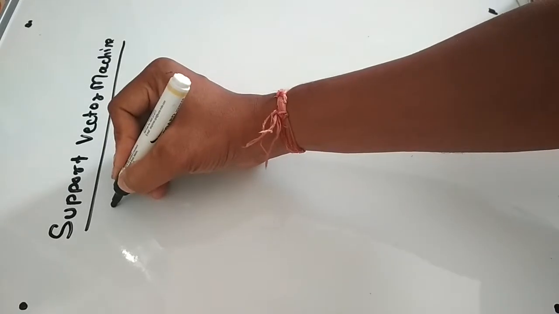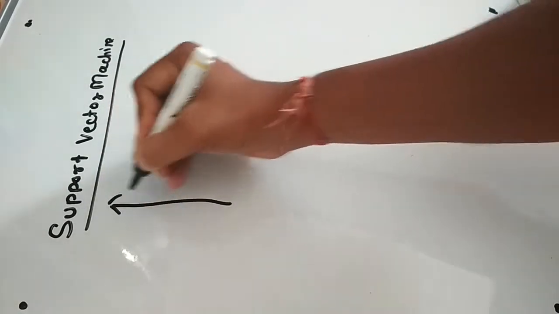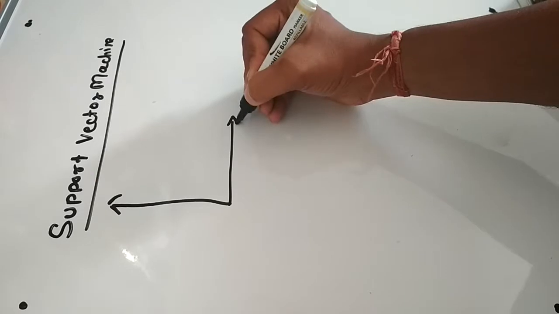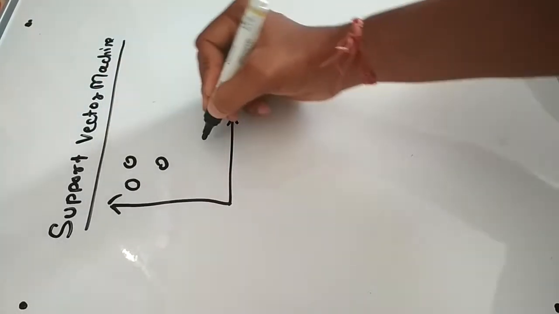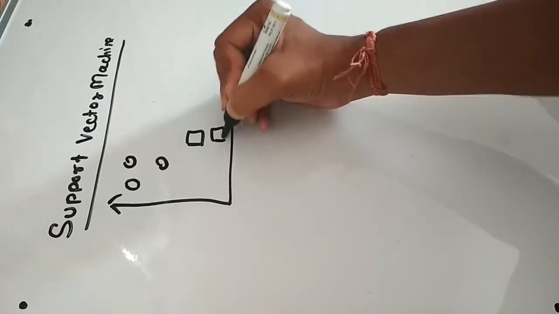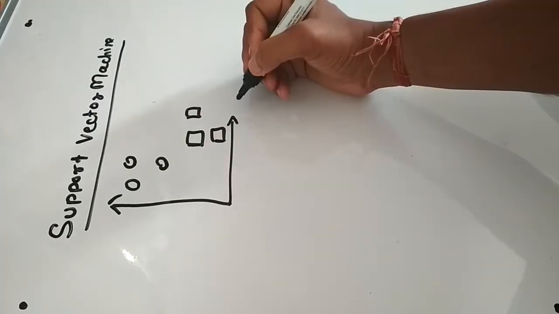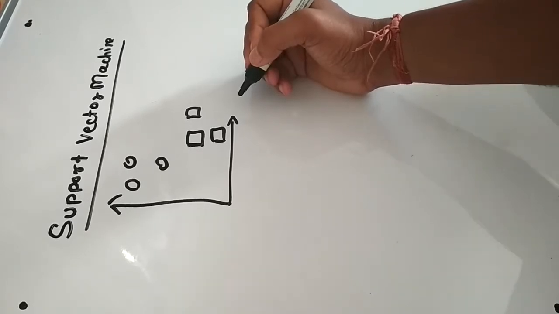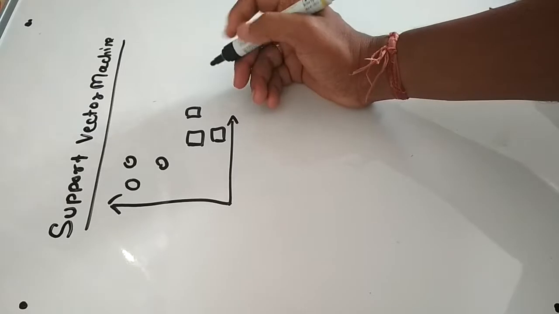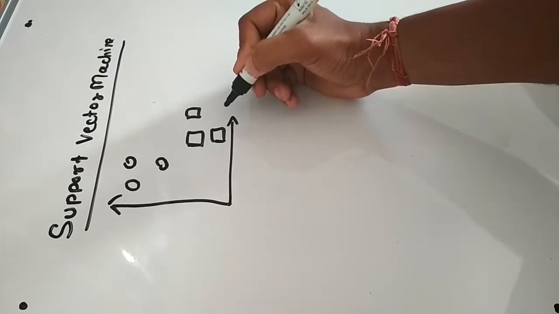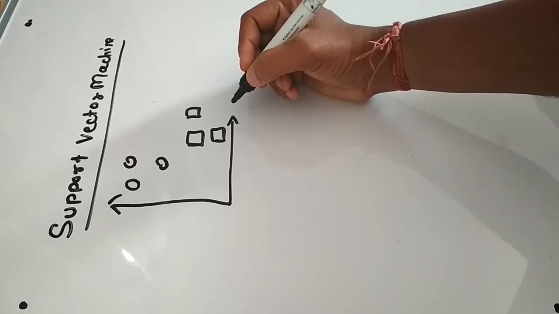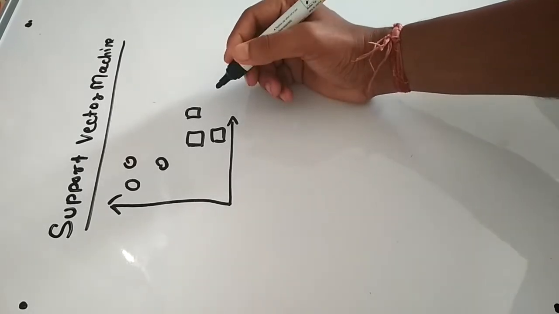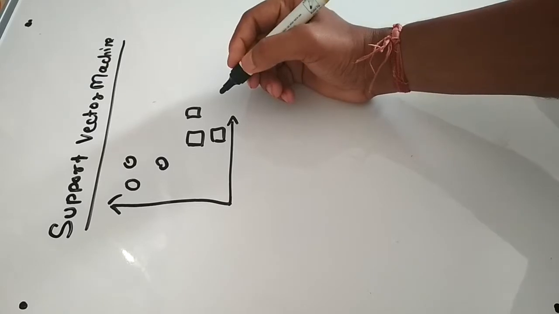Suppose you can see a graph here. Suppose circles are there and a square group is there. We have to find a line between them so that they are separated by a maximum distance. The main rule is to find a line, which will be called a hyperplane, to divide the two linearly separable binary sets.